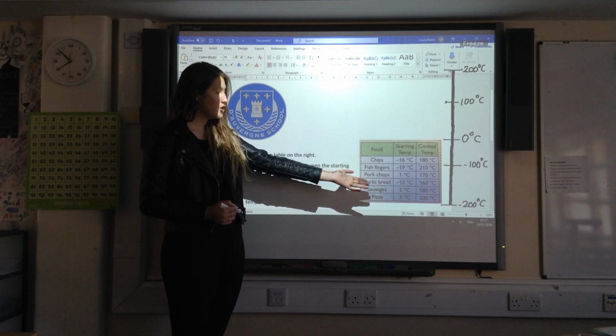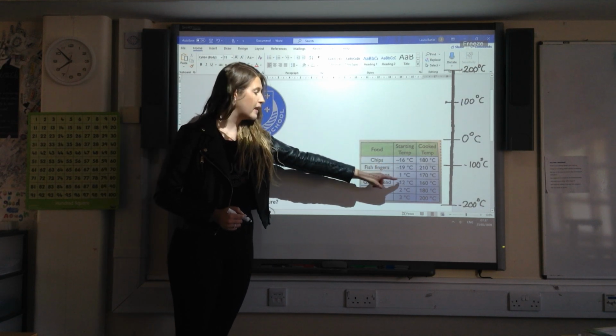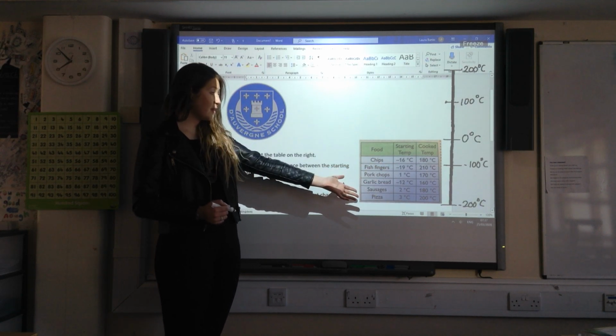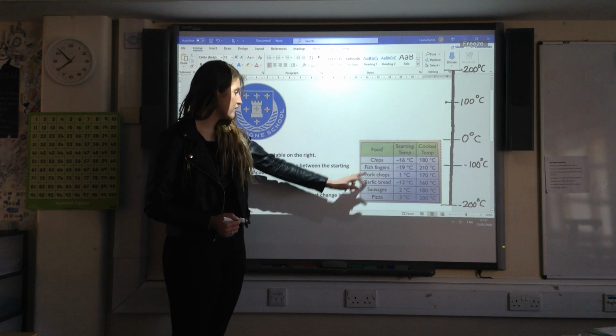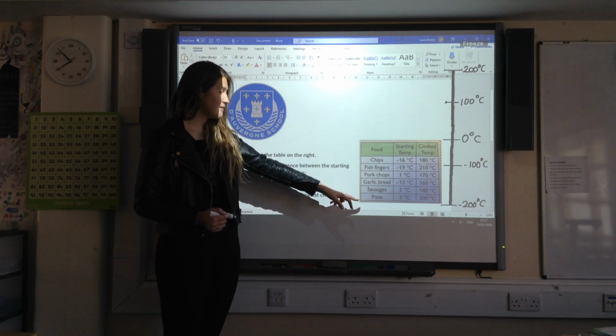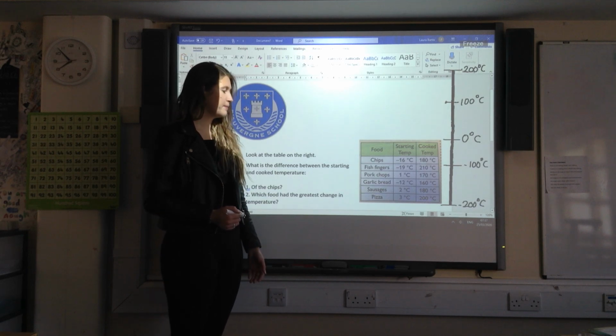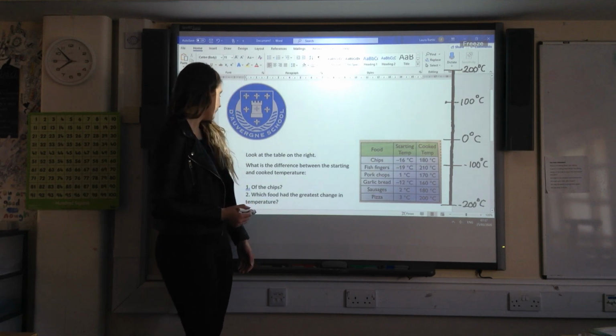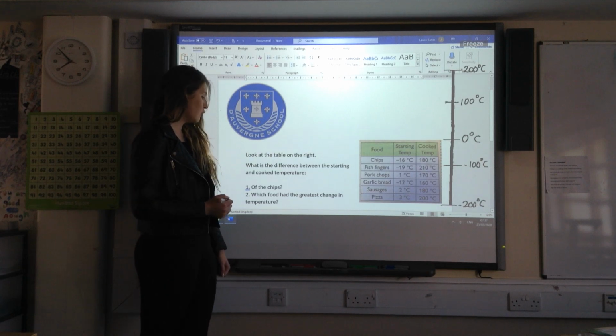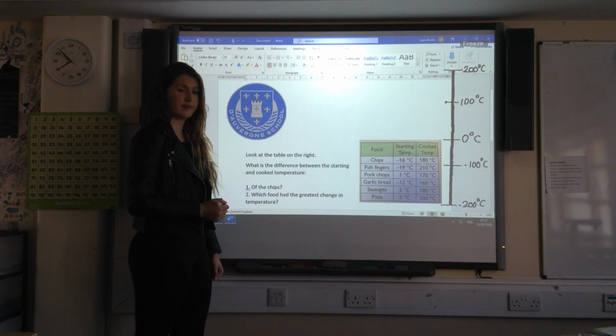The starting temperature, for some of them, we see the minus sign, so for some of them it's in the negative numbers, and the other foods such as the pork chops, sausages and pizza, they're positive numbers, but they're low positive numbers. Okay, so the difference between the starting and cooked temperature of the chips.